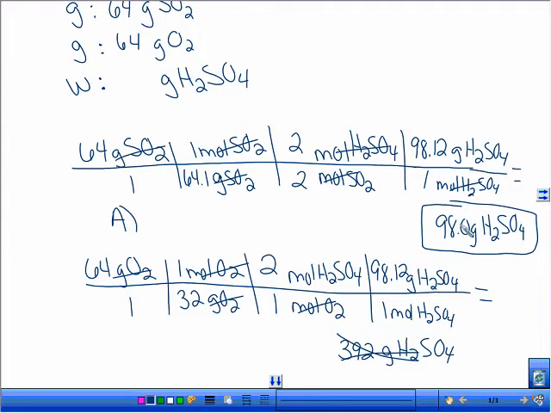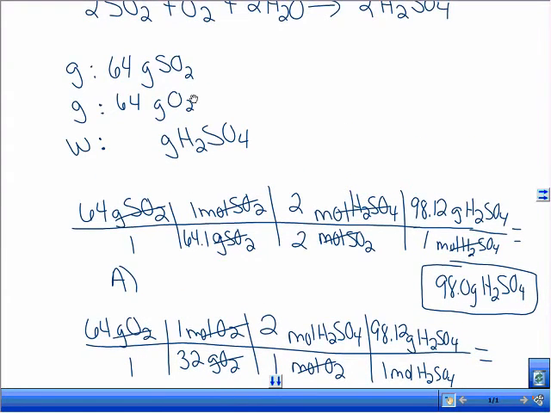So to answer B, B says what is the limiting reactant? And your limiting reactant is going to be one of these two givens. One of these two givens is the one you're going to run out of first, and the one you're going to run out of first is the guy that made the least amount. So this guy right here, 64 grams of sulfur dioxide, is your limiting reactant. This is your answer to letter B. And in pre-AP, I had you label it as the LR. This is the limiting reactant, the one you're going to run out of first.